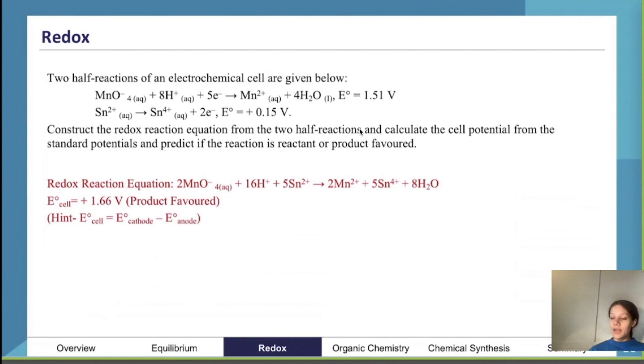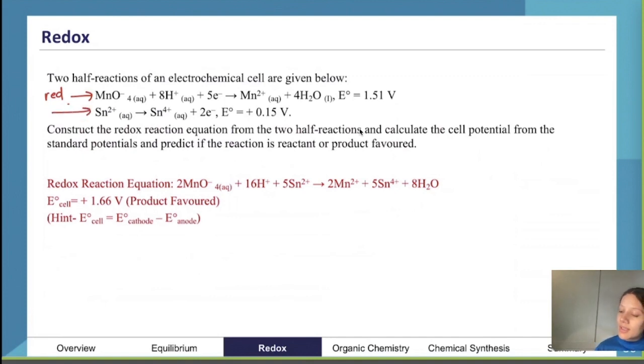So we're going to actually look at the thinking behind this question. If we look at the half reactions and we want to combine the 2 together, we can see here that our first one is gaining electrons. So that's our reduction.